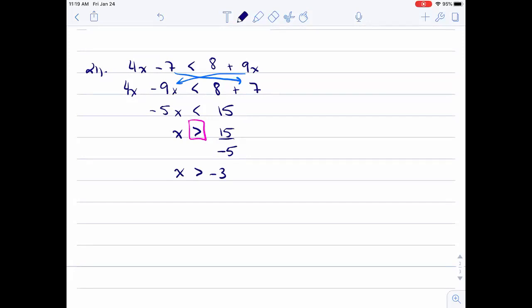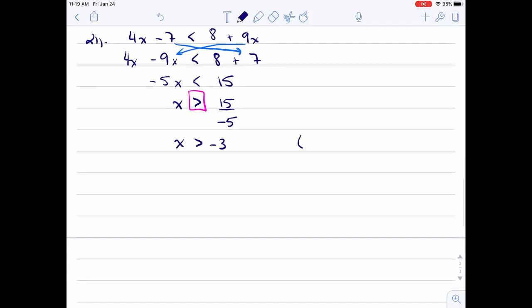We've sort of been writing stuff in interval notation. What would this look like in interval notation? If x has to be greater than negative 3, then we would have negative 3 up to infinity. But because it's not including negative 3, it's just greater than negative 3, so all values greater than negative 3 are solutions. And so the solutions would be the interval from negative 3 to infinity, but with round brackets.